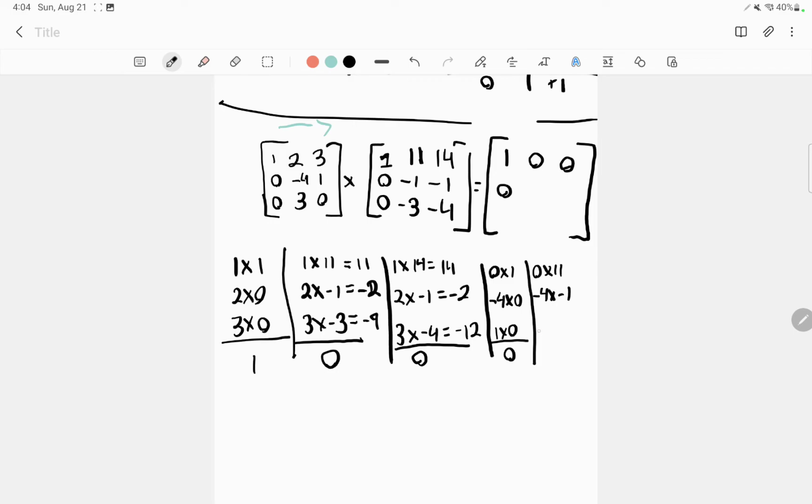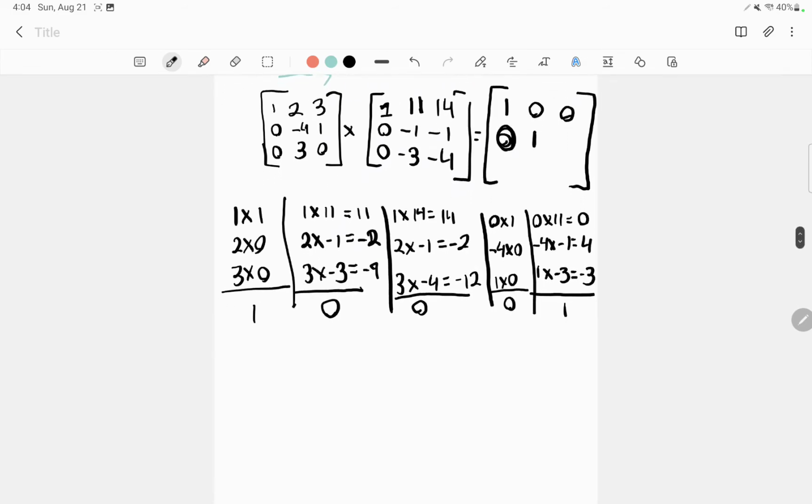And then we're going to have 1 times negative 3. So we're going to get 0 in the first one. We're going to get positive 4 in the second one. And negative 3 on the third. So I get 1. So this one is a 1. So far, so good. We're going to continue going through them.